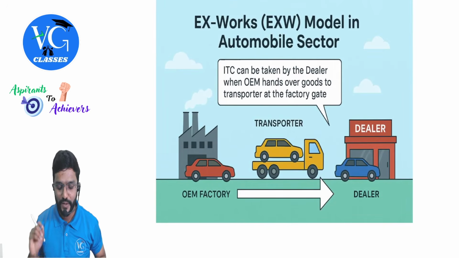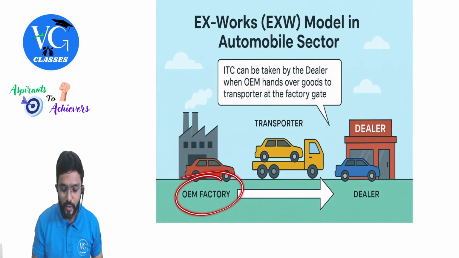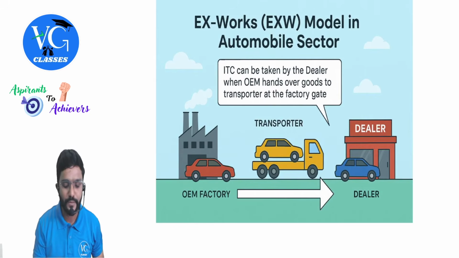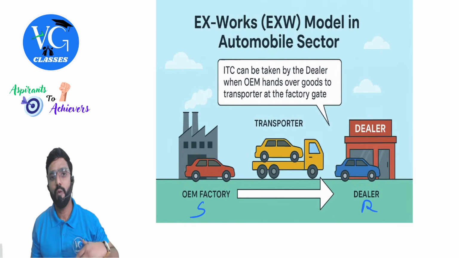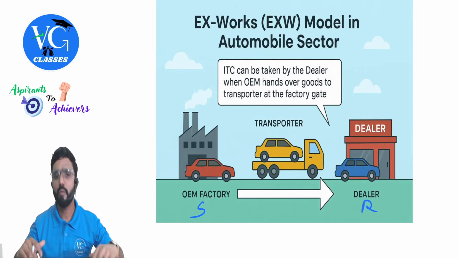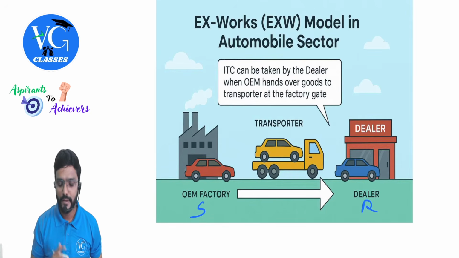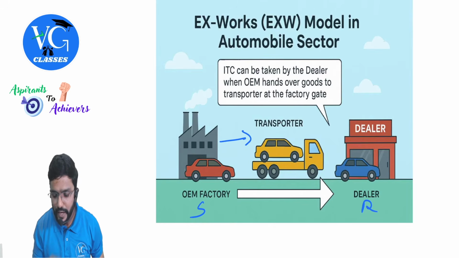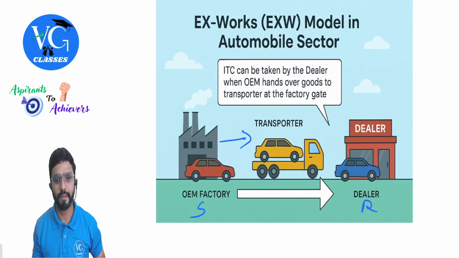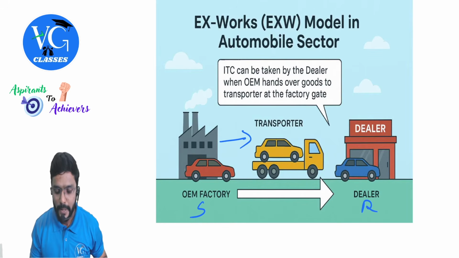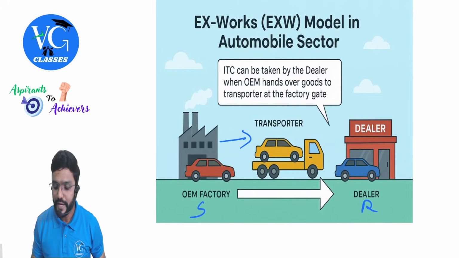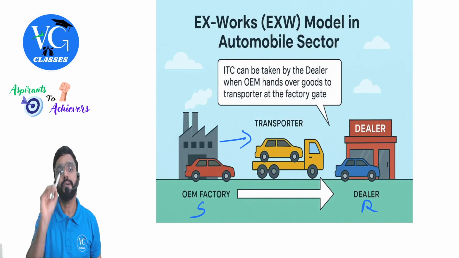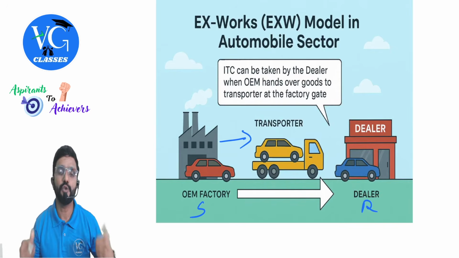This is better. So you see guys, this is the OEM factory. That is the supplier. He is the recipient. When is the delivery complete, guys, or when is the supply complete? When the goods are handed over to the transporter by the supplier. You can see they have mentioned the ex-works contract or model in the automobile sector. Now, when can the recipient claim the credit is the question. This is what the issue was.